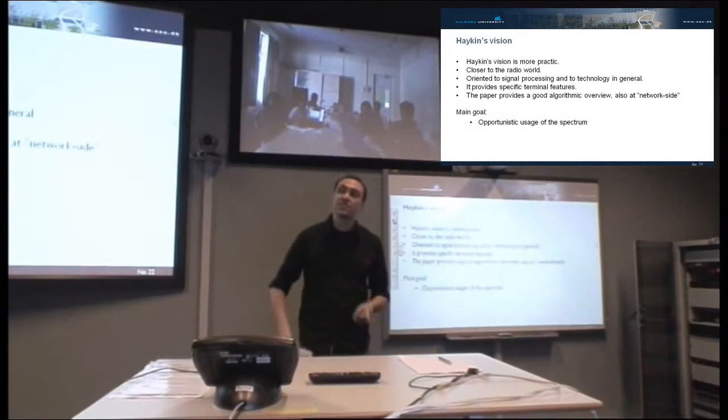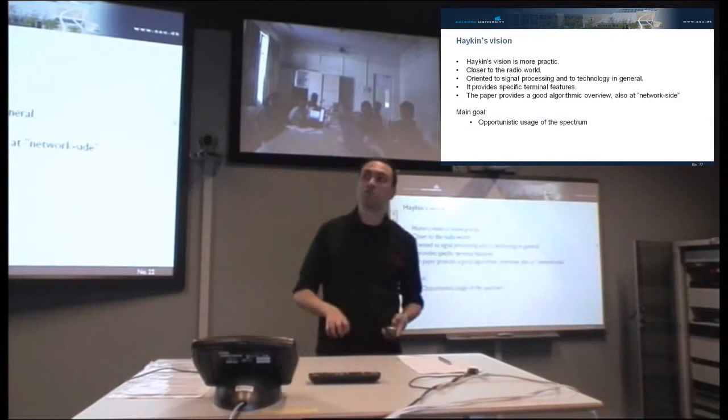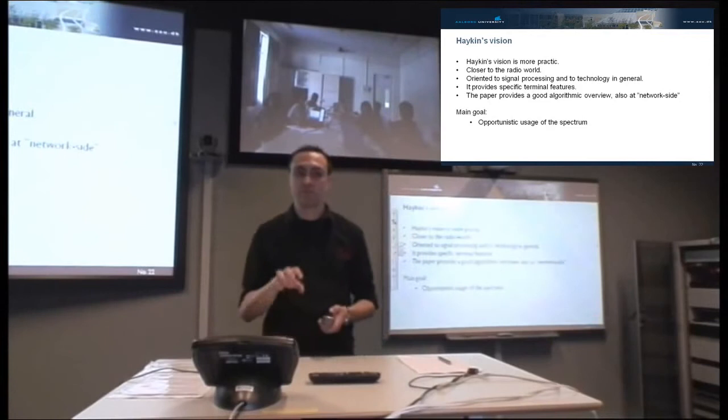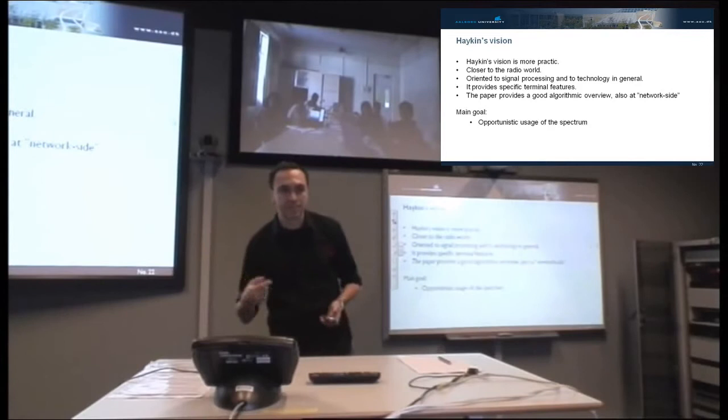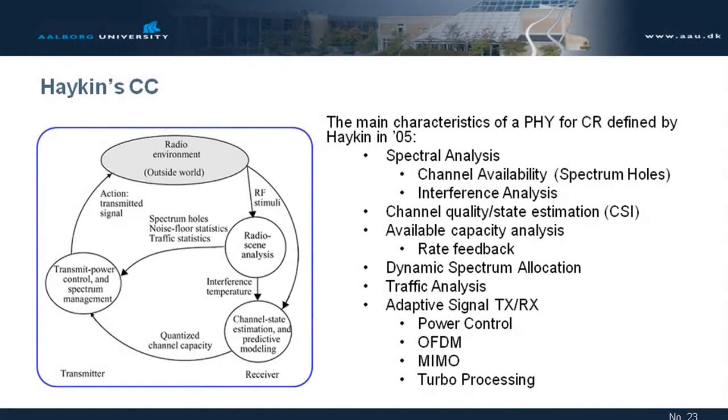Haykin's vision is a bit more practical. He goes really down into what the radio is supposed to do. For time reasons, because I want to show you also something more interesting for today, I will skip some slides like this one, and I will just talk about it in these terms. That's Simon Haykin's cognitive cycle.